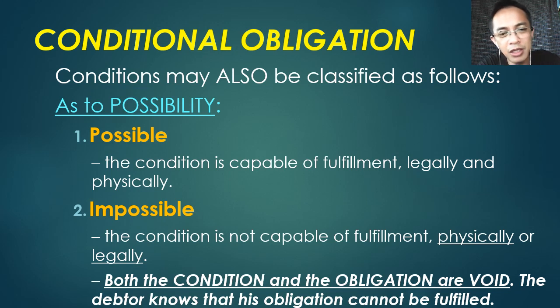So the law says if the obligation has an impossible condition, both the condition and the obligation are void. Kasi nga ayaw na alam talaga ni debtor na his obligation cannot be fulfilled. So the promise of giving you 1,000 is void, and the condition that you will hold the moon in your hands is also void. So both the condition and the obligation are void.